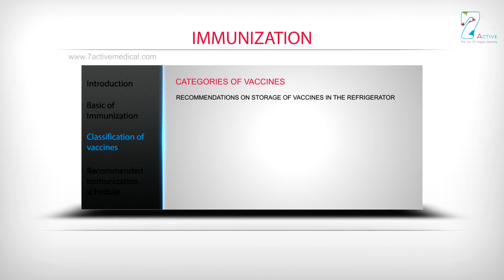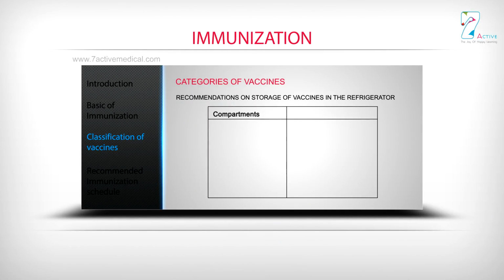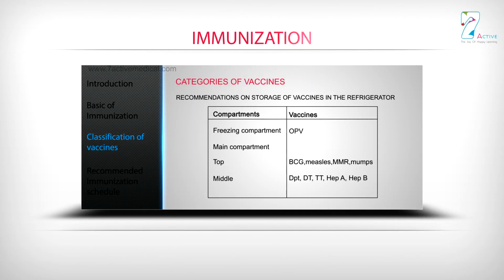Recommendations on storage of vaccines in the refrigerator. Compartments, vaccines. Freezing compartment, OPV. Main compartment. Top: BCG, measles, MMR, mumps. Middle: DPT, DT, TT, Hep A, Hep B. Lower: diluent.